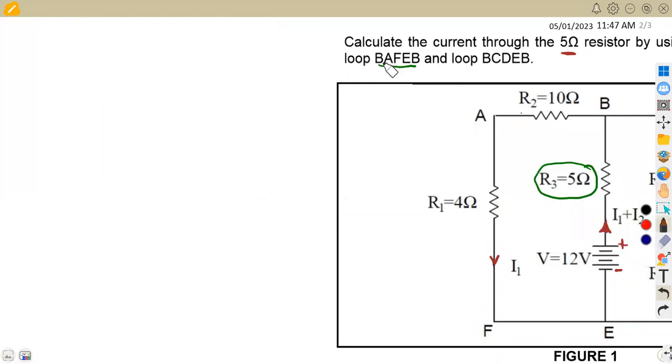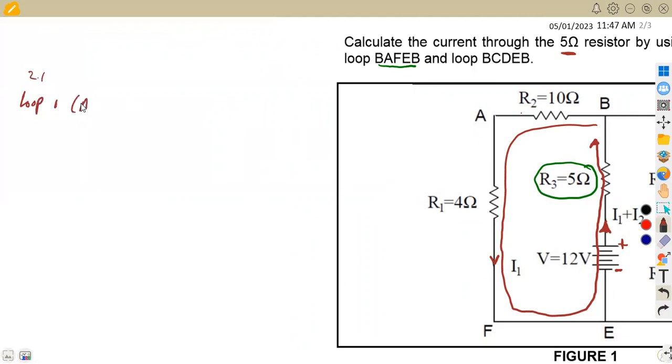We are given B to A to F, to E, and back to point B. So this is the route that we are going to consider in this case. All right, so that is the first part that we are given. So here we are going to have loop 1, which is given as BAFE, back to point B.